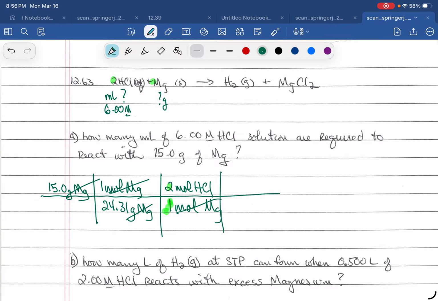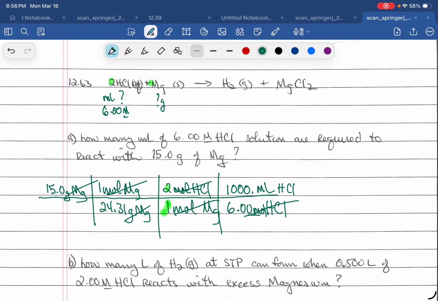And we're looking for how many milliliters. So we know that there are 6 moles of HCl per liter. But a liter is 1,000 milliliters. What if we just plug in 1,000 right here? So the moles cancel. So I got 15 divided by 24.31 times 2 divided by 6. Well, times 1,000 divided by 6. And I got 206 milliliters.